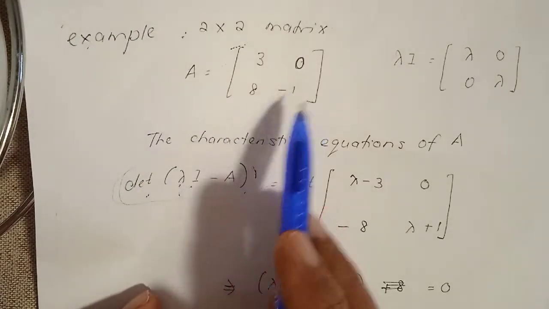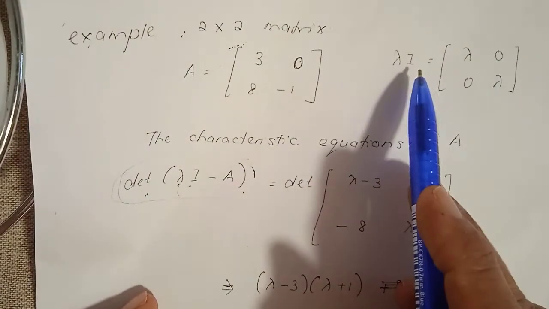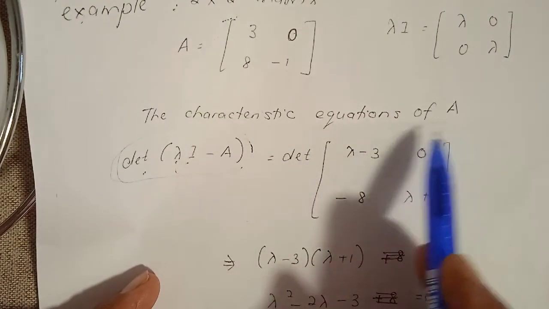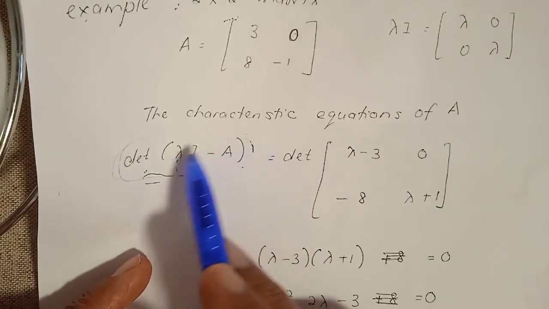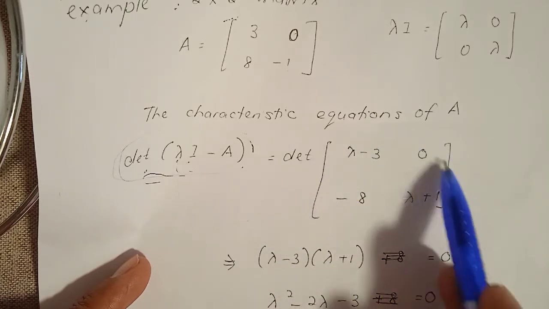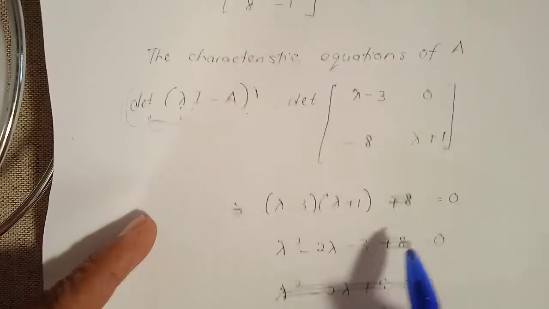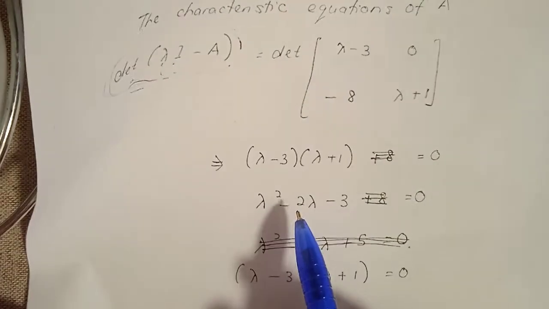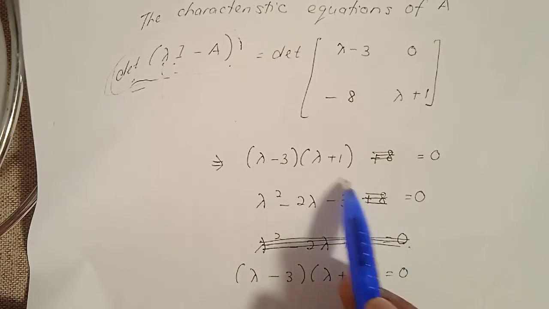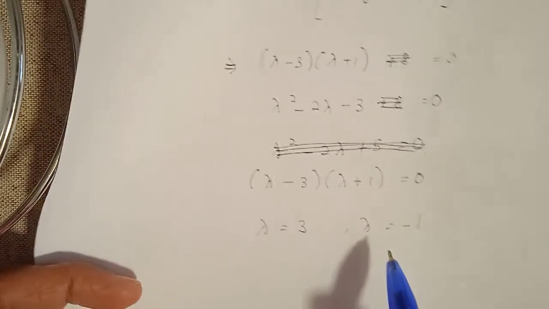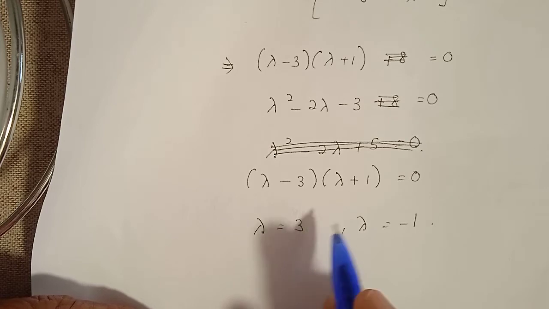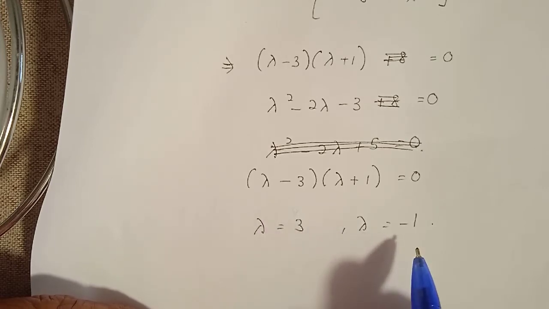Okay, now an example to find the eigenvalues for a 2 times 2 matrix. Let's say A is [3 0; 8 -1]. Lambda identity is [lambda 0; 0 lambda]. The characteristic equation of A comes from solving the determinant of lambda identity minus A, this matrix, set to 0. We have the characteristic polynomial equation lambda squared minus 2 lambda minus 3 equals 0. Solving this quadratic equation, we get eigenvalues 3 and minus 1.